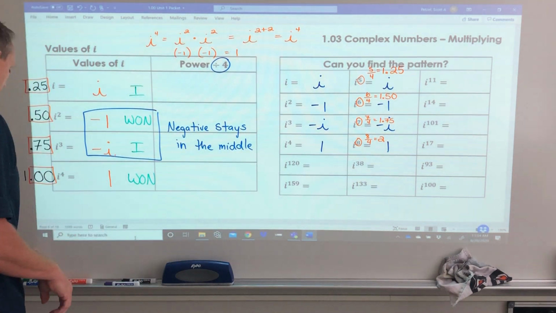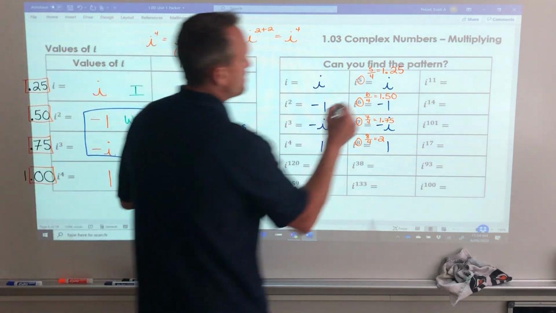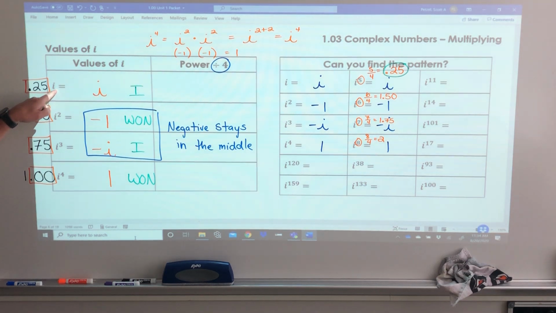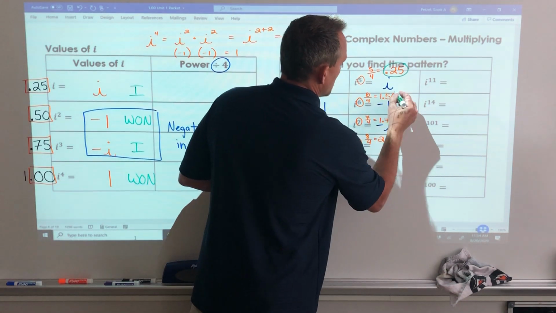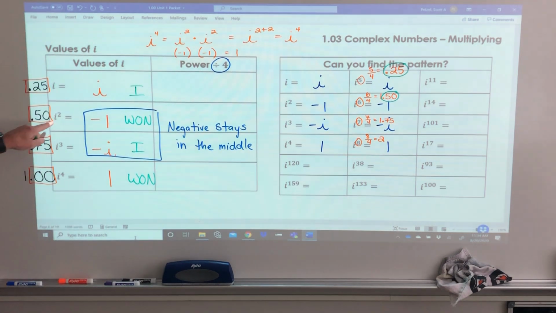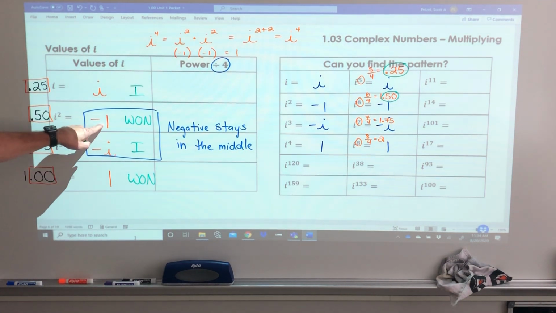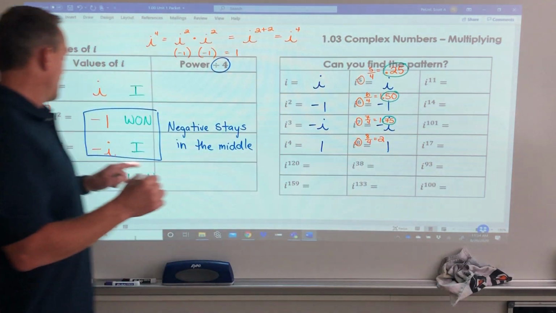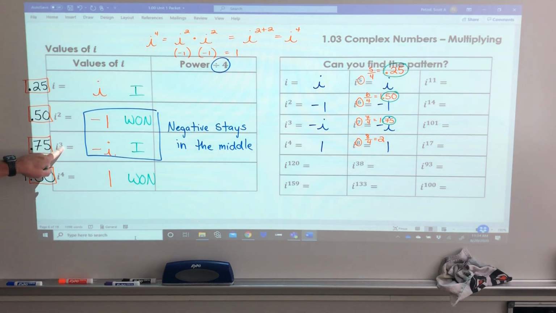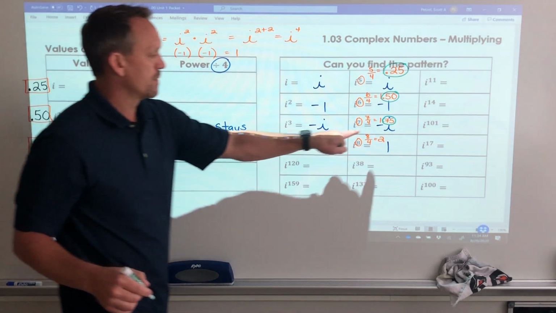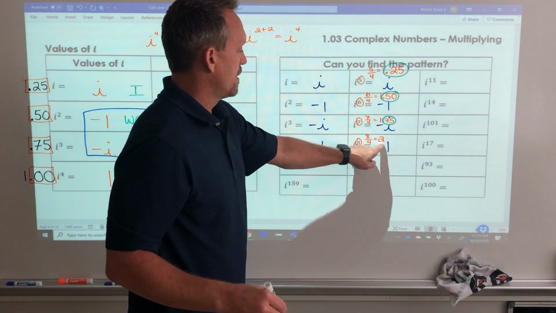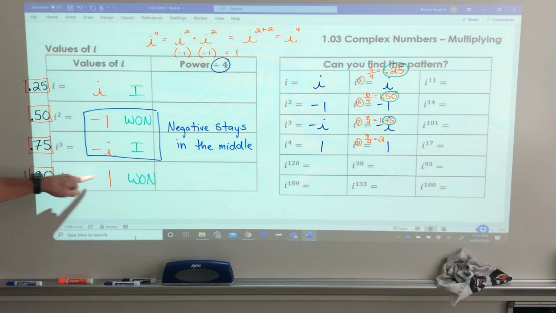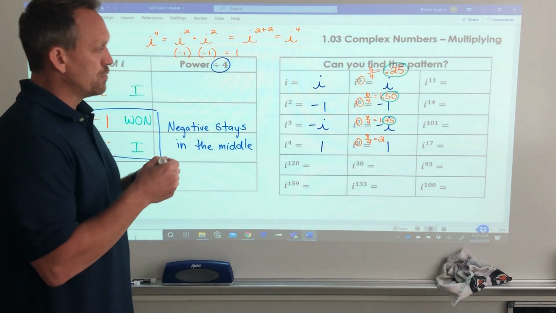So if you look at this now and draw the comparison: 0.25 is i. 0.50 is i squared, negative 1. 0.75 is i to the 3, negative i. Basically, a 0 there is 1. And that's how you'll do these as we go through.